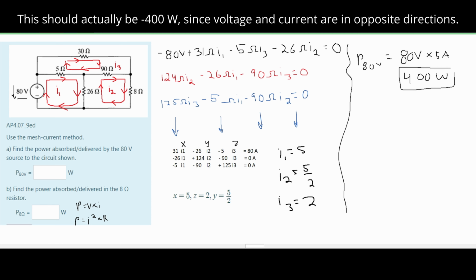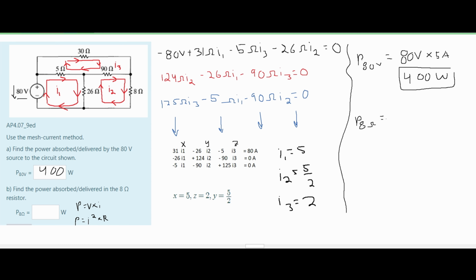Next, we're going to look at the power for our 8 ohm resistor. We don't have voltage in here, so we're going to use the other formula where we have our current squared times resistance. The only current going through our 8 ohm resistor is the I2, which is our second current.